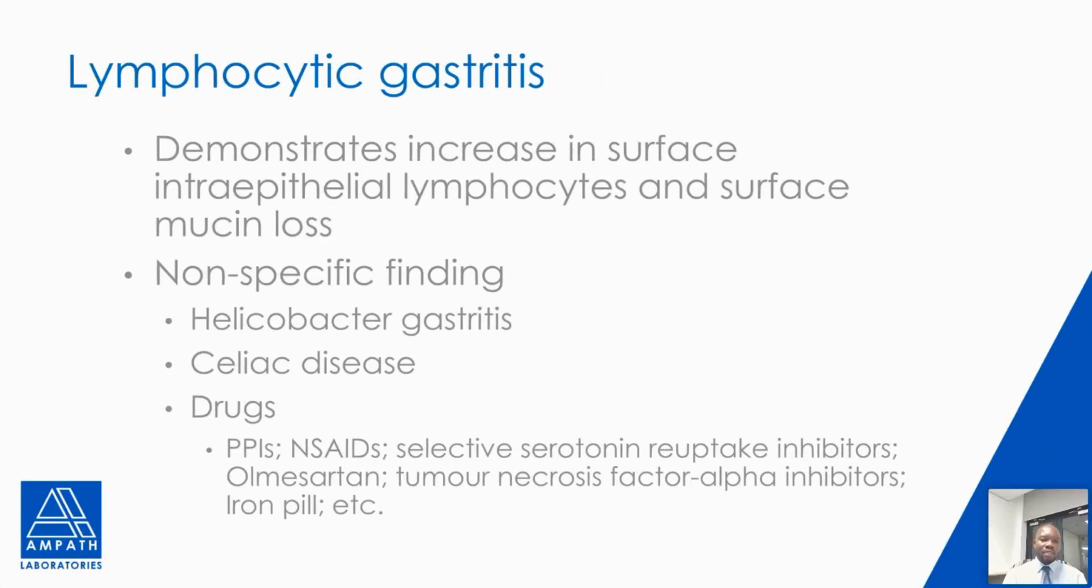Lymphocytic gastritis. Lymphocytic gastritis is defined as when one sees an increase in intraepithelial lymphocytes involving the upper epithelium, and it's associated with the loss of the mucin. On its own, it's a non-specific finding. Importantly, one has to identify the underlying cause. The causes, the first to consider is Helicobacter pylori infection.